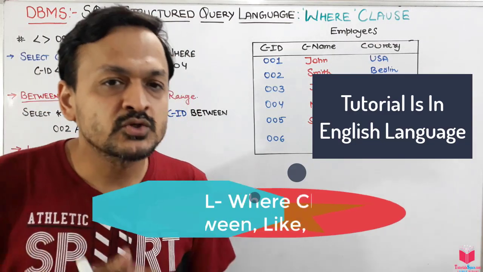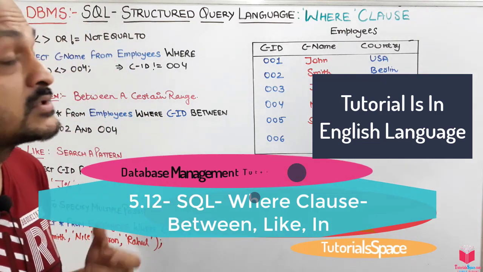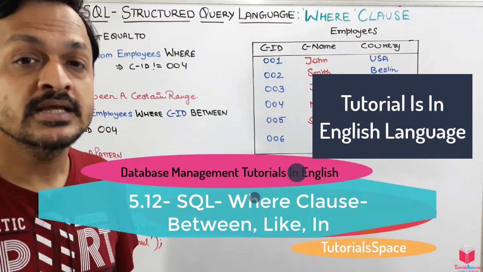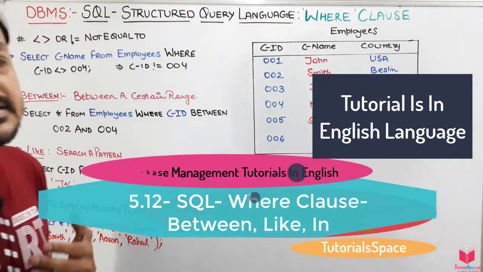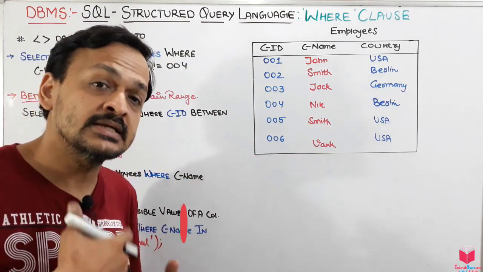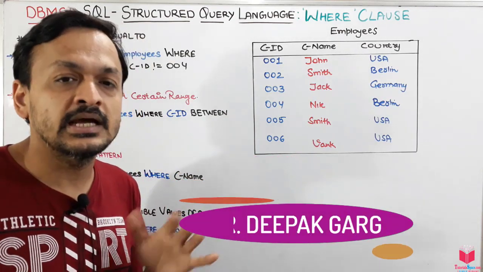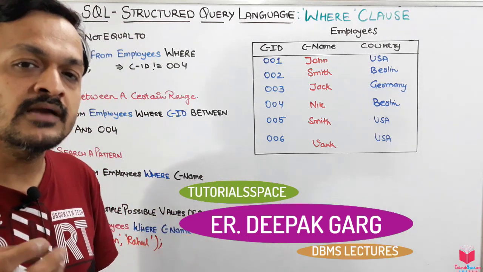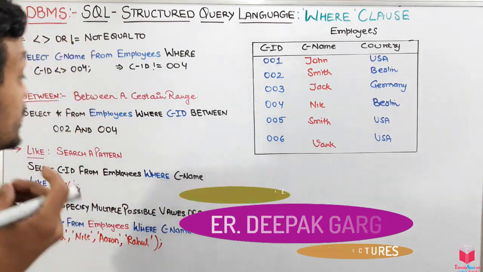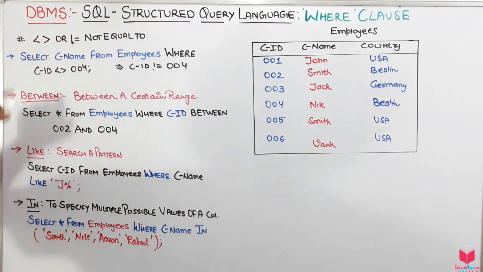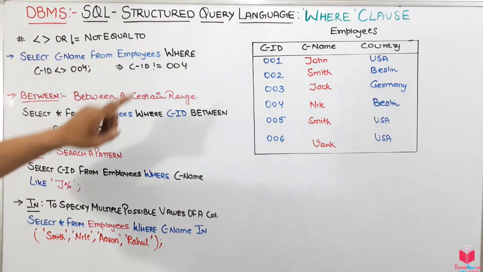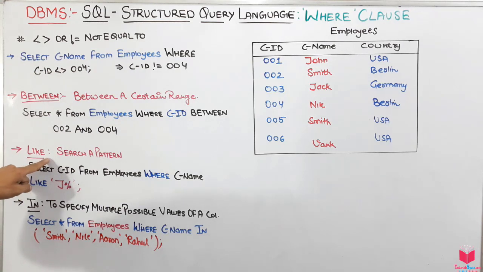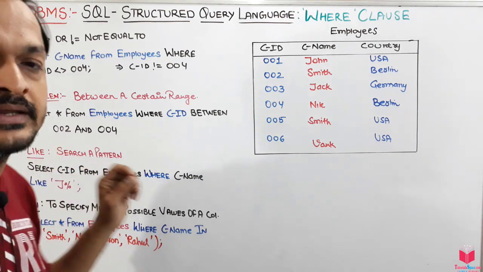Hello guys, today we are going to discuss the where clause with its different operators. As we have already discussed what exactly the where clause is and what its syntax is. But in the last video we discussed that there are lots of operators, from which I have selected 4 operators, so today we are going to discuss those. The first is the not equal to operator, then between, then like, and the last one is in. We are going to discuss all these operators with their respective examples.